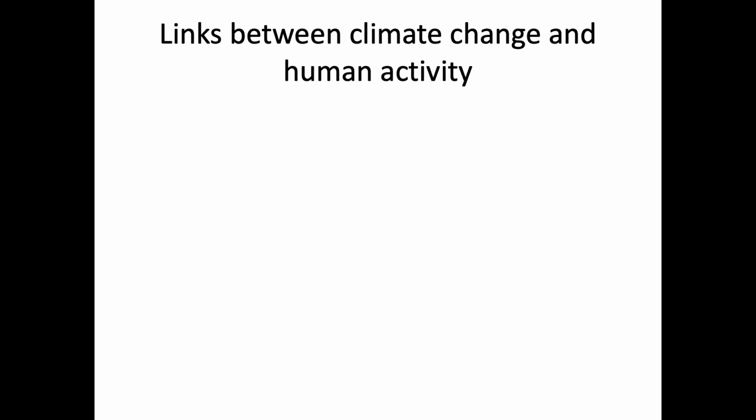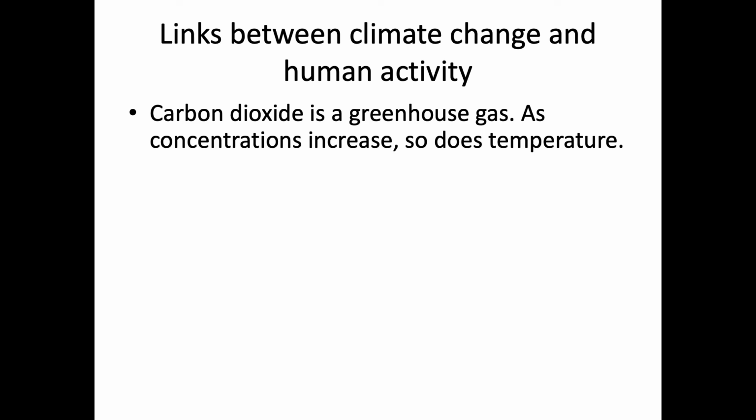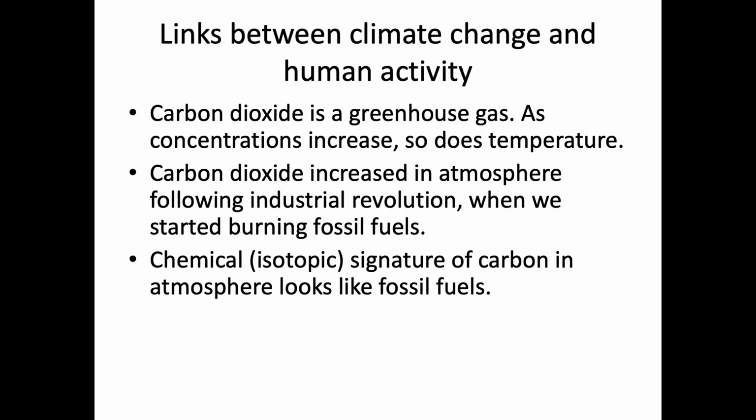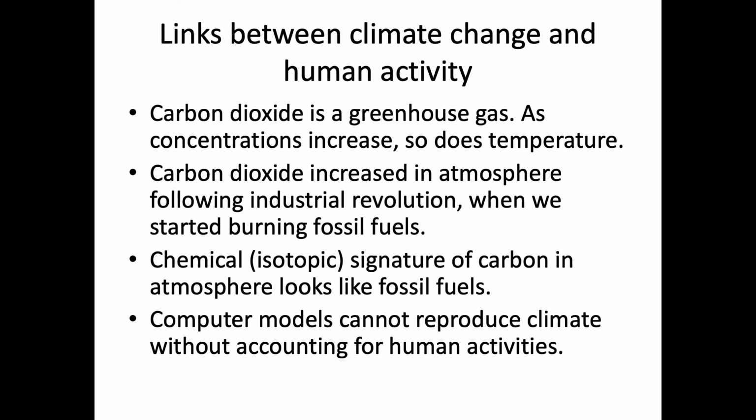Okay, so let's summarize what we know about the links between climate change and human activity. Carbon dioxide is a greenhouse gas. As concentrations increase, so does temperature. We see that on timescales ranging from 1 century to hundreds of thousands of years and even further. Carbon dioxide increased in the atmosphere following the Industrial Revolution, which is when we started burning fossil fuels on a large scale. The chemical or isotopic signature of carbon in the atmosphere looks like it comes from fossil fuels. And computer models cannot reproduce climate without accounting for human activities.